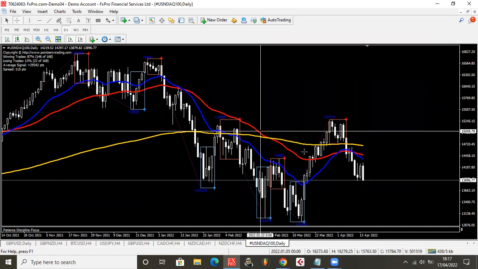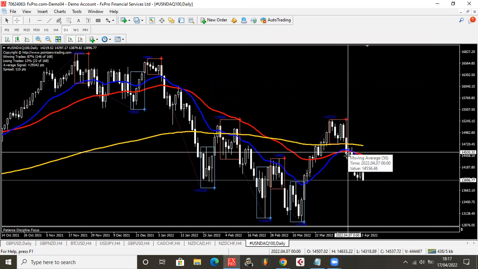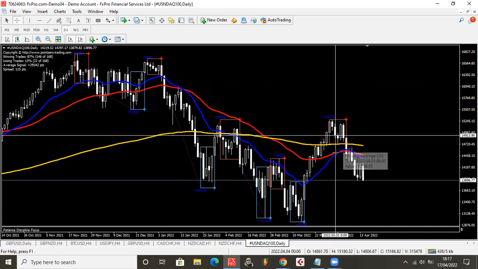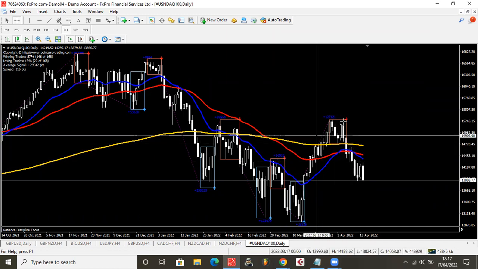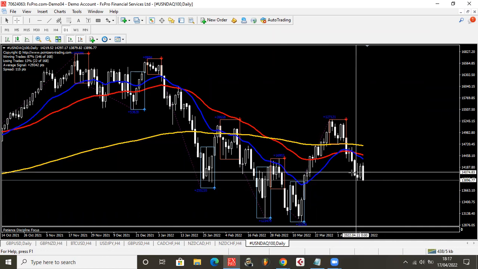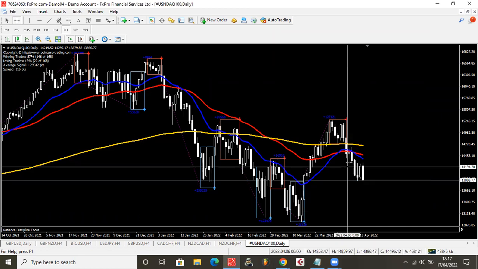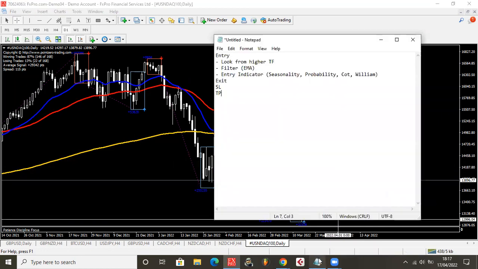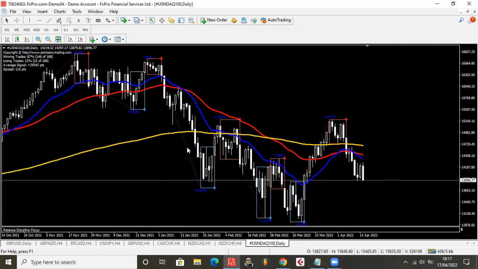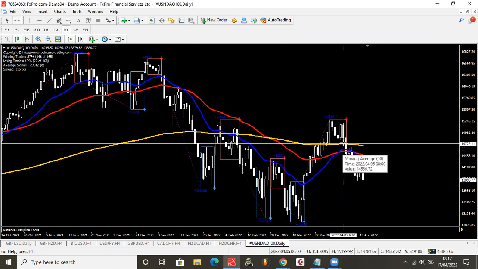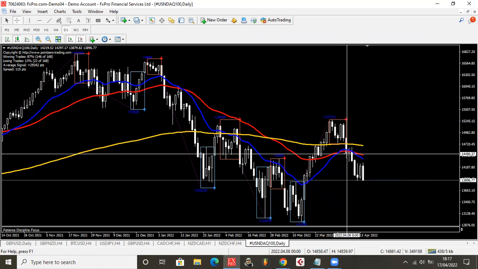So if I know, for example, that I'm meant to go short on this day, now, ignore the fact that I'm using a daily time frame. Let's just say this is whatever time frame that you're looking at from the market. If I know I'm meant to sell on this day, and seasonality, probability, COT, and William has confirmed that for me, all I need to do is wait for price to go below the EMA, and I get my entry indicator here, and I sell.